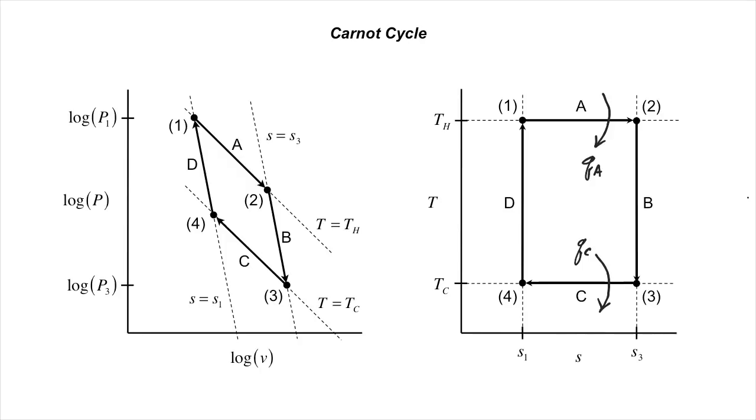For purposes of analysis, let's assume we know Th and Tc. Let's also define P1 and P3 as the physical limits of our cycle. Finally, for simplicity, let's also assume the heat capacity is constant. This doesn't affect any of our conclusions, but simplifies the mathematics greatly.